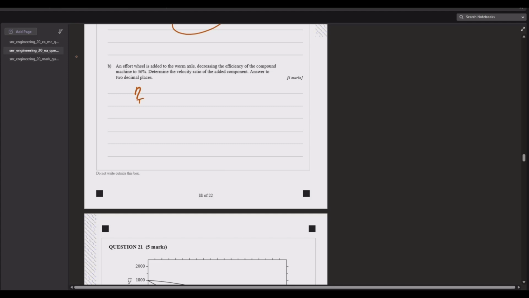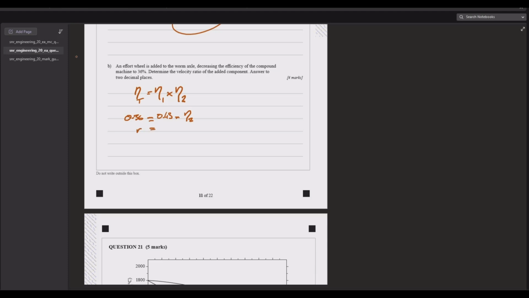So the total efficiency is efficiency 1 times efficiency 2. So we can just plug in some numbers there and rearrange. You know that 0.36 is going to be 0.45 times the efficiency of the effort wheel. And so if we divide 0.36 by 0.45, we're going to find that efficiency 2 is 80% efficient.